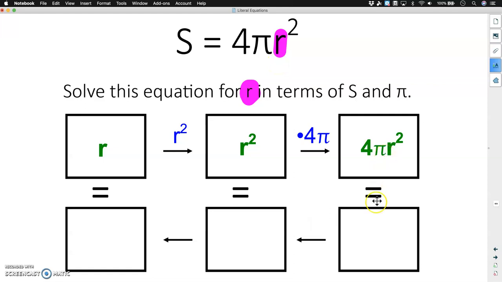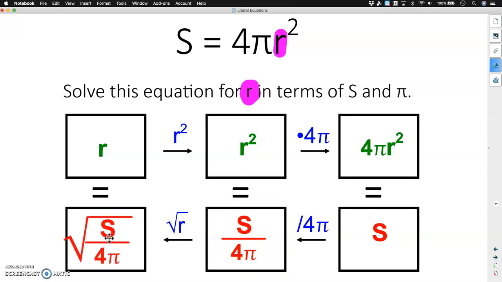making the top. So now we can start with the bottom. So 4 pi r squared was equal to s. To undo multiplication by 4 pi, we're going to divide by 4 pi. So s is divided by 4 pi. To undo a square, we have to square root. The thing that we're square rooting is this s over 4 pi. So we've now undone all of the operations from the top, and what we've ended up with is r is equal to the square root of s divided by 4 pi.